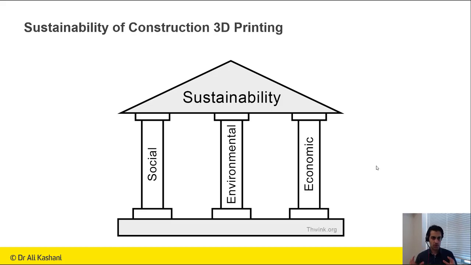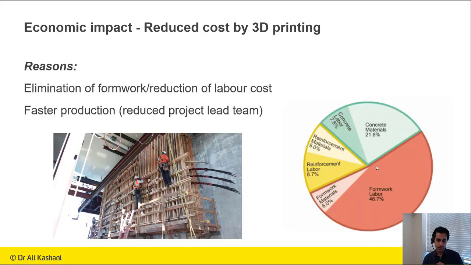The thing is that construction 3D printing also can provide you that sustainability that we need for construction. So we know that sustainability is on 3 pillars of social, environmental, and economic. In order to say one technology is sustainable, we need to look at all these 3 pillars. So let me go through these pillars step by step and say why construction 3D printing can help with all these 3 elements.